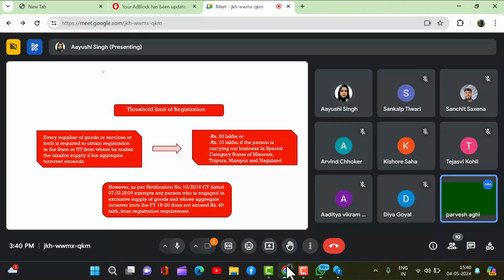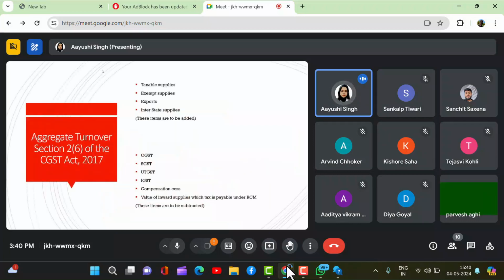Aggregate turnover, Section 2(6) of the GST Act 2017. These are the items which I have mentioned above. These items should be added: taxable supplies, exempt supplies, exports, and interstate supplies. And the items mentioned below are to be subtracted: CGST, SGST, UGST, IGST, compensation cess, and value of inward supplies.